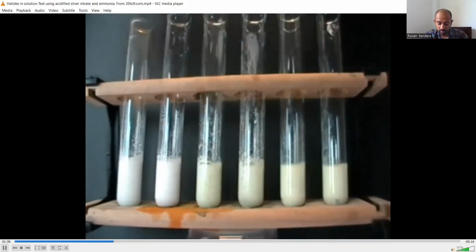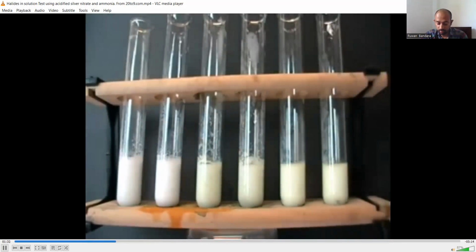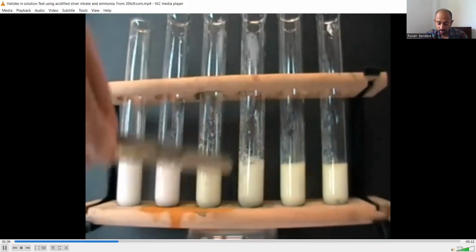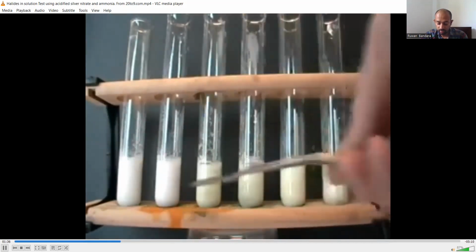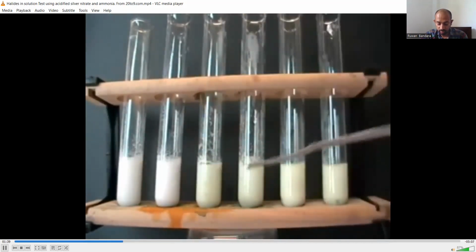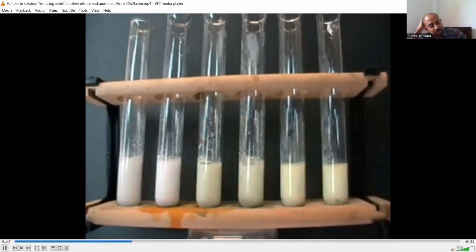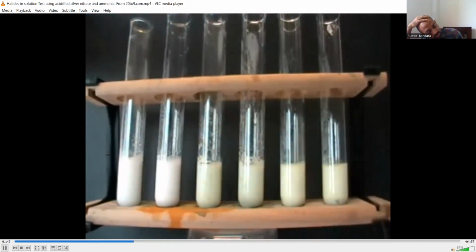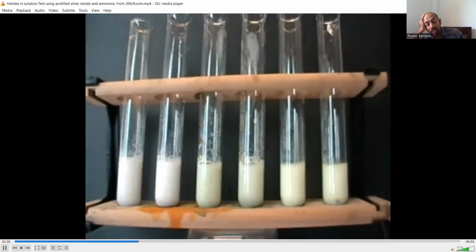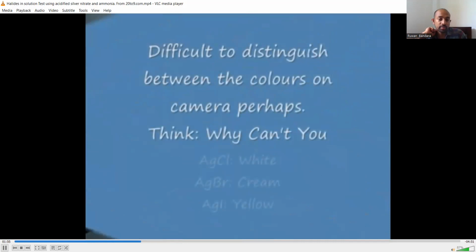Hoping that's showing up clearly enough. The chlorides and the bromides now have formed silver chloride and silver bromide. These are light sensitive, and as you watch it you should see these begin to darken. The silver iodide is not light sensitive and will remain yellow. So here we have colours showing up the presence of chloride, bromide and iodide, helping us to distinguish between them.